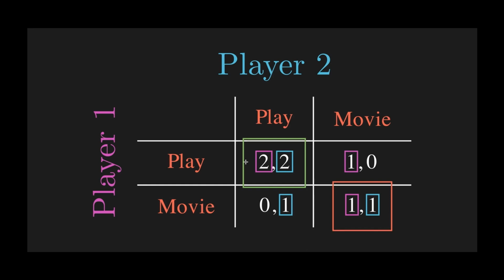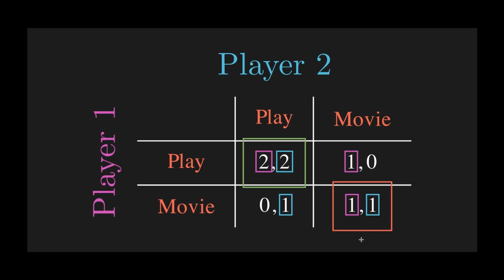But when we look at play, in this case, both players have no incentive to switch. If player 1 were to switch from play to movie, they would lose payoff. So we'd go from 2 to 0. So this is what we call a strict preference. We definitely like going to the play more than we like going to the movie. And the same is true for player 2. So this Nash equilibrium is much stronger in some sense.